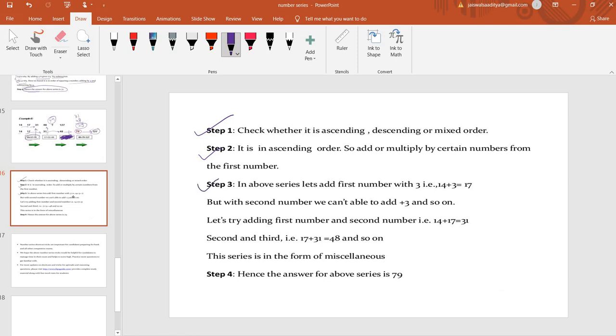Step 3. You have to implement this. Whatever you have observed, you have to implement, and you get a general solution or general form of the equation. So from there you can find the answer or the result, the number you have to find. This is what you have to do. Okay.